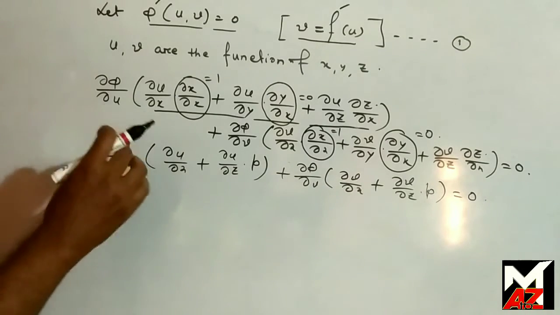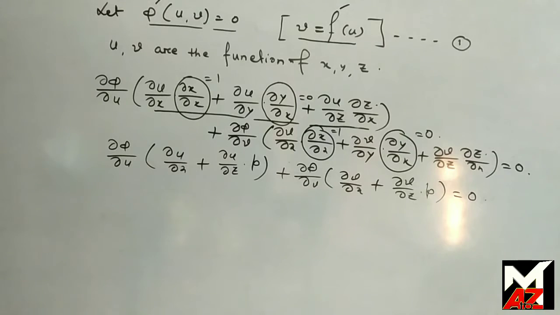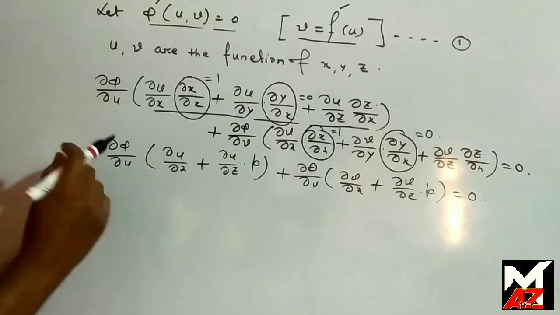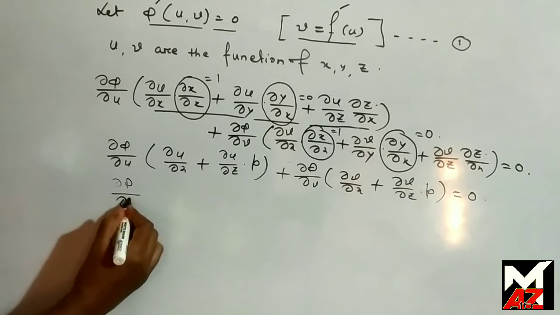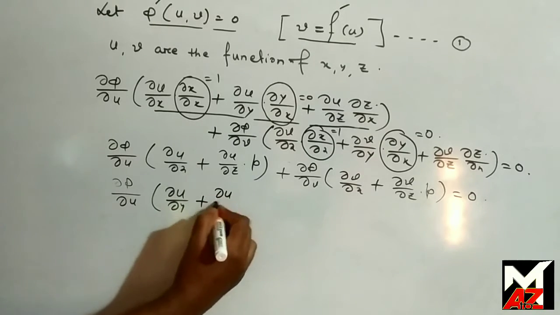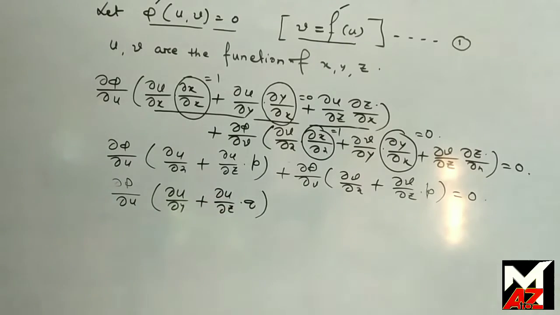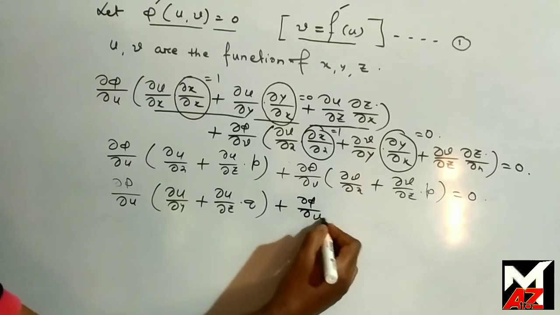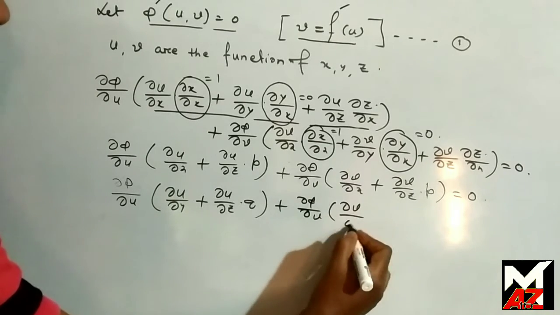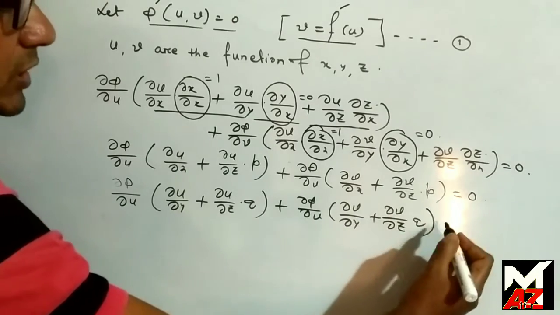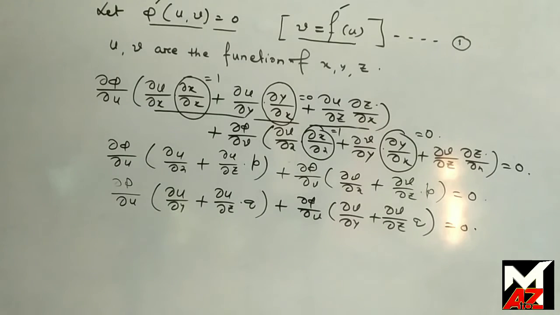Similarly, if we differentiate this relation with respect to y, we get a relation of the form del phi by del u into del u by del y plus del u by del z into q, because del z by del y is q, plus del phi by del v into del v by del y plus del v by del z into q. This is also equal to 0.